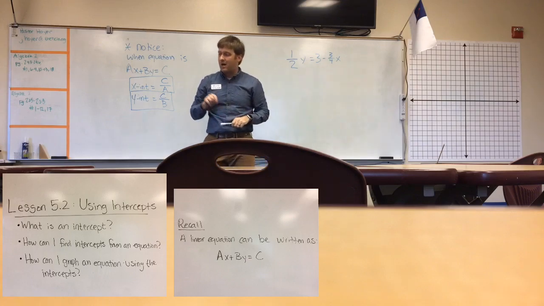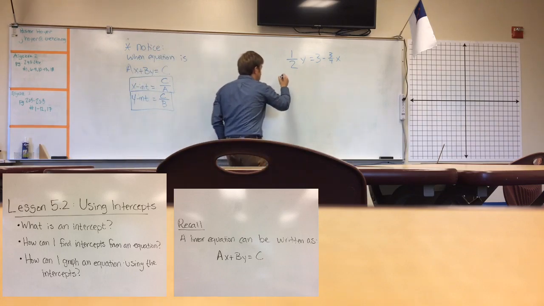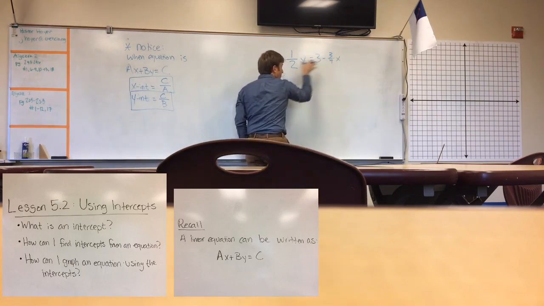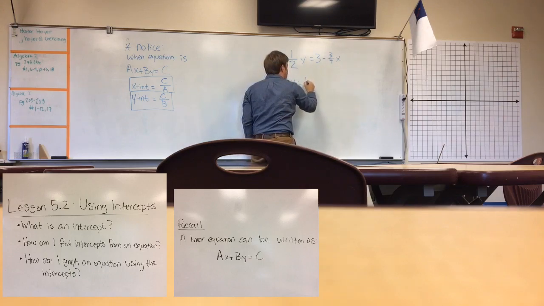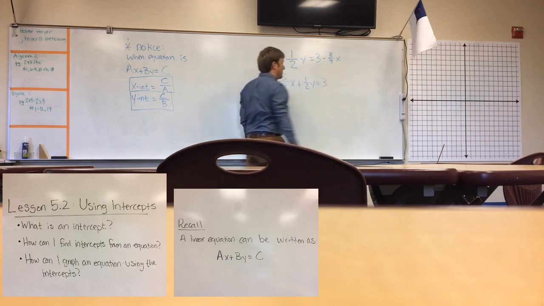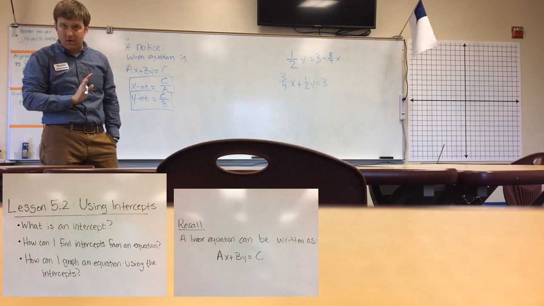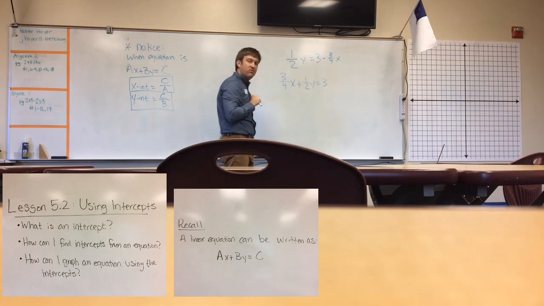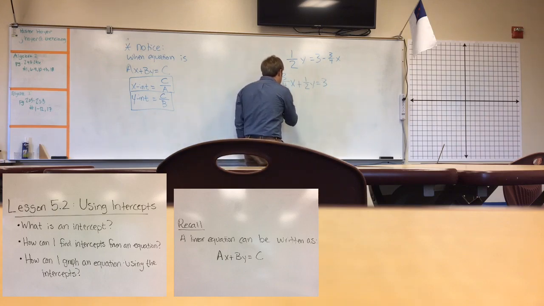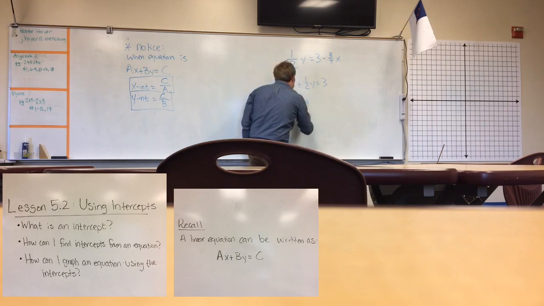So that's going to be 3/4 x. I add 3/4 x to both sides, so I add it over here to cancel out. It's left over here. 3/4 x plus 1/2 y equals 3. So now I have it in ax plus by equals c form. So my x-intercept is going to be 3 divided by 3/4, which is 3 times 4/3 equals 12/3 equals 4. So my x-intercept is 4.